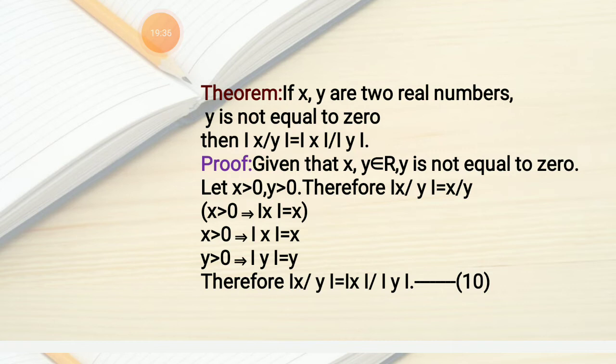So in the starting step, we have mod x by y equal to x by y. You replace on the right hand side x by mod x, and in the denominator y by mod y, and you will get mod of x by y equal to mod x by mod y. This is equation number 10. This is the first case, x positive, y positive.